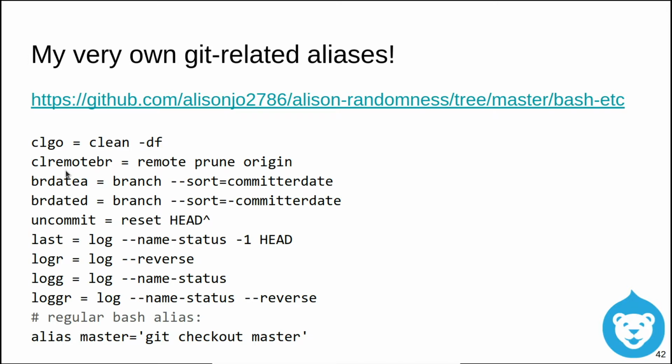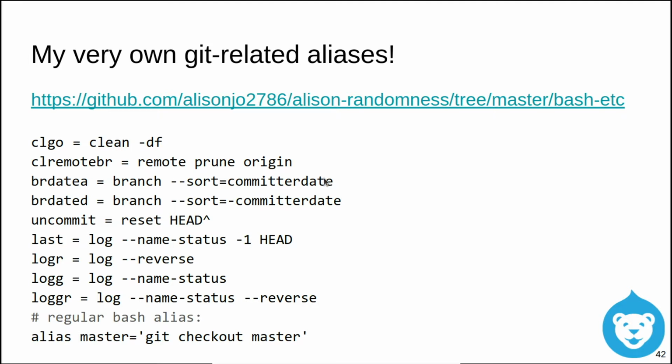Oh, cleaning remote branches. Sorry, it doesn't actually remove remote branches. This command, remote prune origin, prunes your local record of what remote branches exist. So it goes through and sees, oh, it turns out that remote branch doesn't exist in the remote anymore. So it'll remove that from your local understanding of what exists out there in the world.